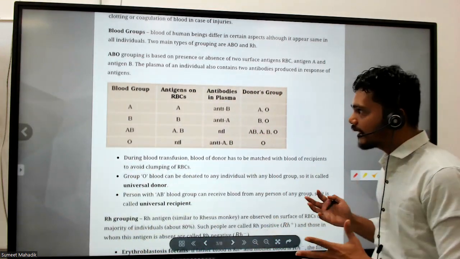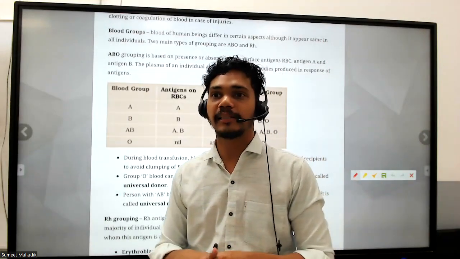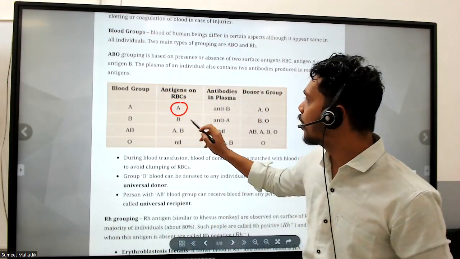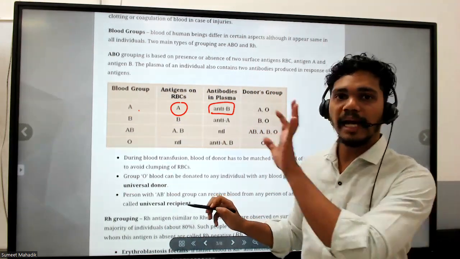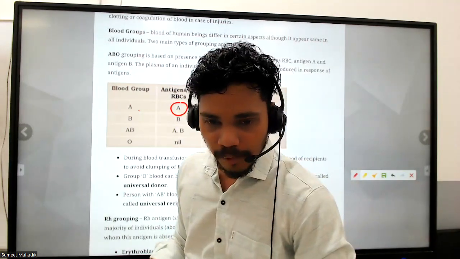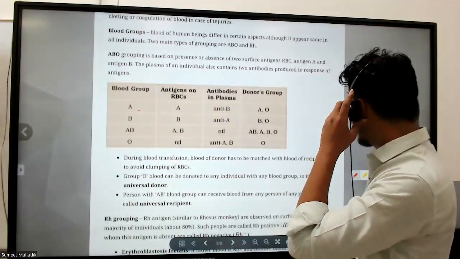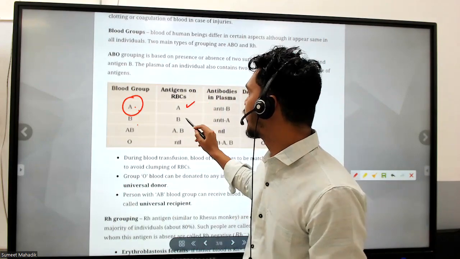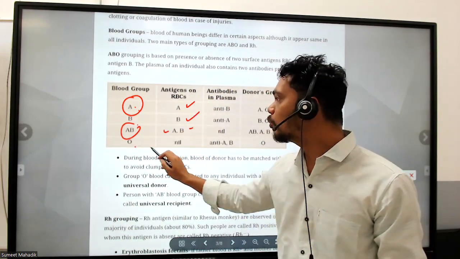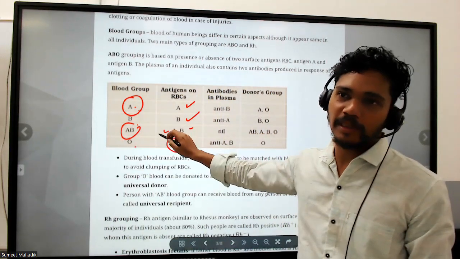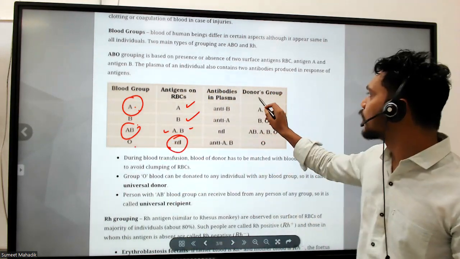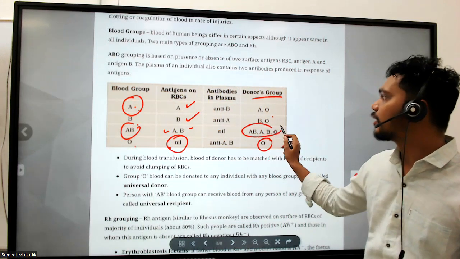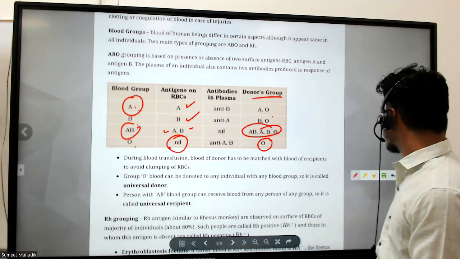What is an antigen? A foreign particle present on the RBC. If antigen A is present, the blood group is called A, so they have anti-B, meaning they can't take blood B. Blood group A has antigen A, B has antigen B, AB has both, and O has no antigens. So the universal donor group is O, which can be donated to everyone, and AB is the receiver. Yes or no? Okay, this point is very clear.